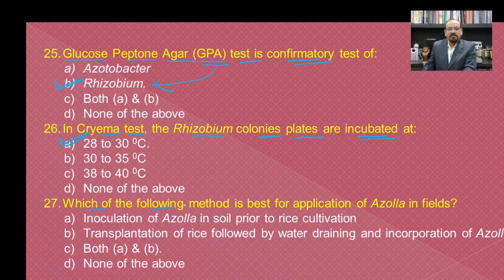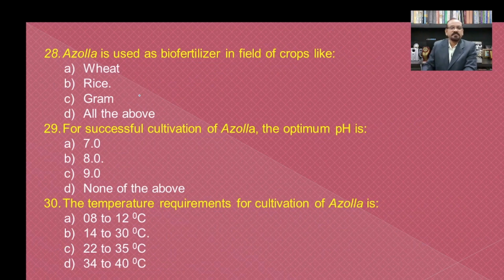Then which of the following methods is best for the application of Azolla in the field? There are two different methods to apply the Azolla in the rice fields. That is the inoculation of the Azolla in the soil prior to the rice cultivation, and the transplantation of the rice followed by the water draining and incorporation of the Azolla. This is the second method of application of the Azolla in the rice field, and hence both A and B become the answer for this question.